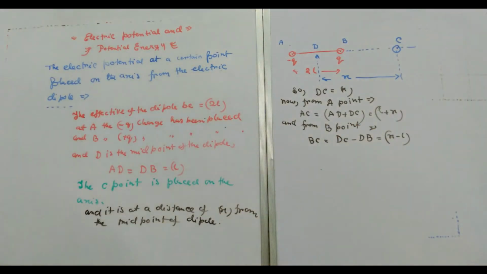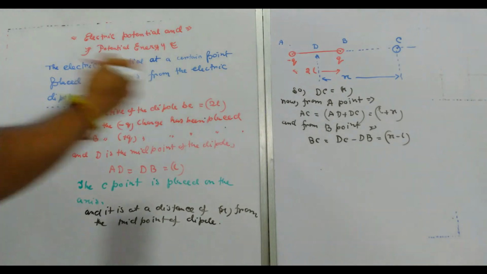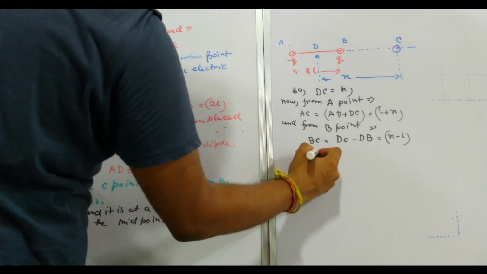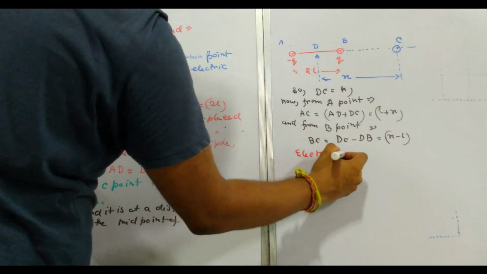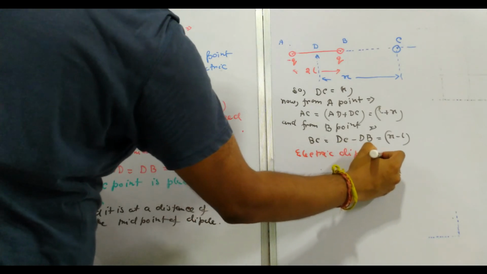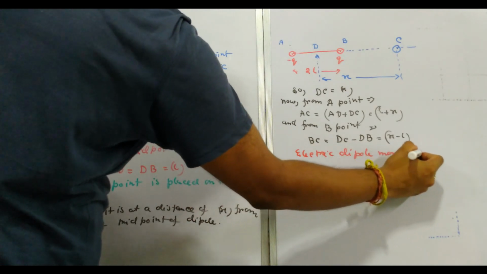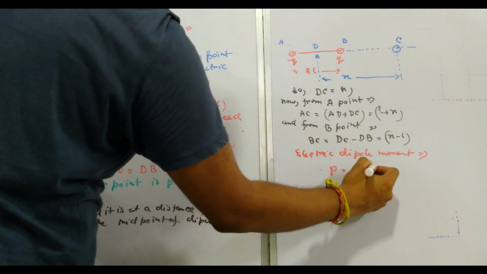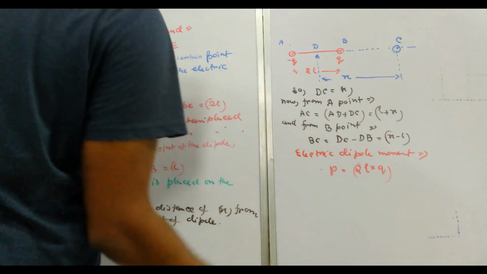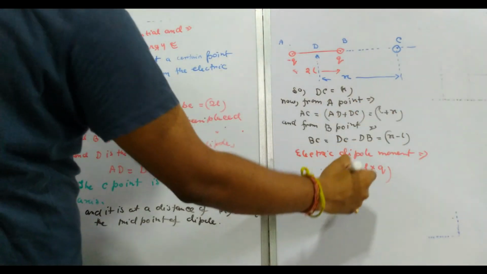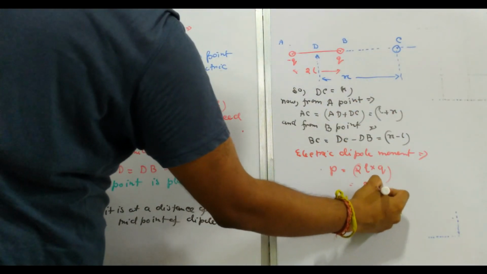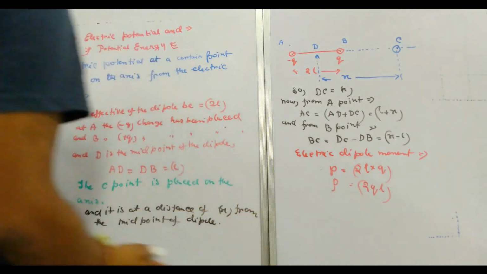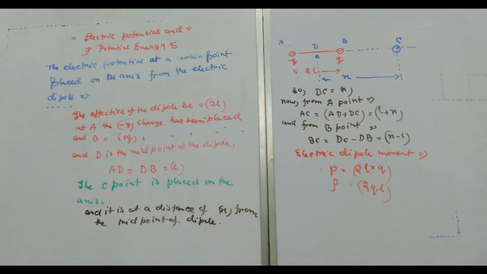And the thing which we need to know is the electric dipole moment. That is P, which is written as 2L into Q, that is the effective length between two charges and any one of the charges, that is 2QL, right? Now we are moving forward.